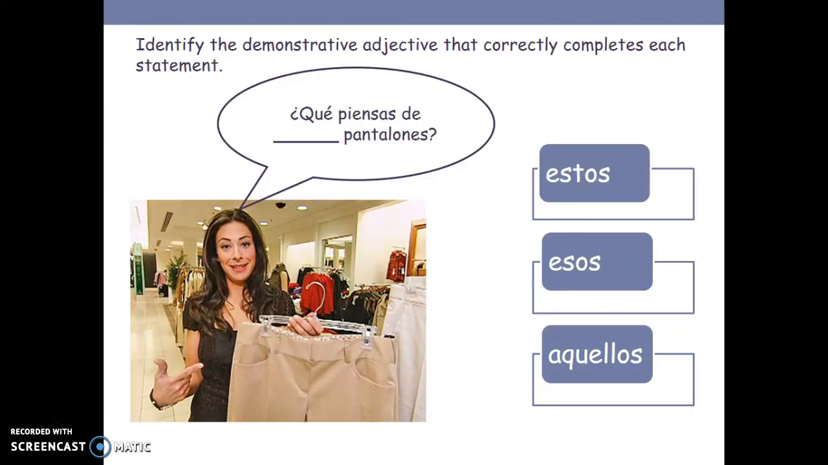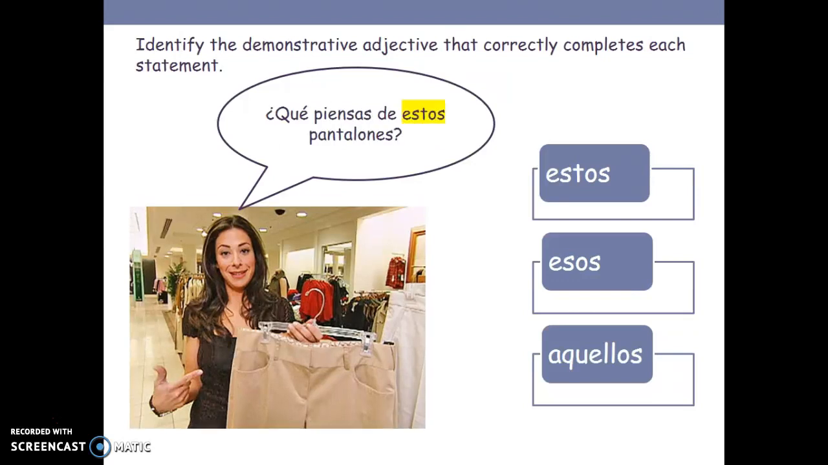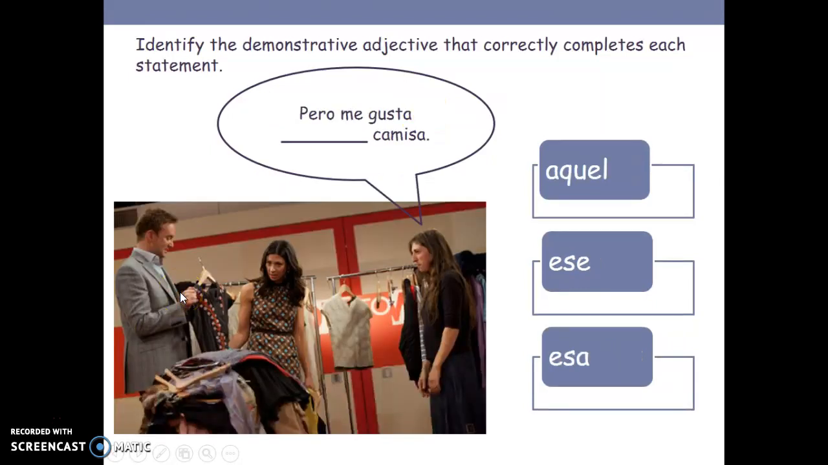¿Qué piensas de blank pantalones? What do you think about blank pants? Which one would you pick? It is estos pantalones. What do you think about these pants? It wouldn't be those pants because she's holding them, and it wouldn't be those over there because that would mean like, it's like over here. Okay?